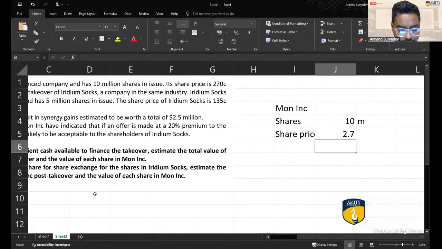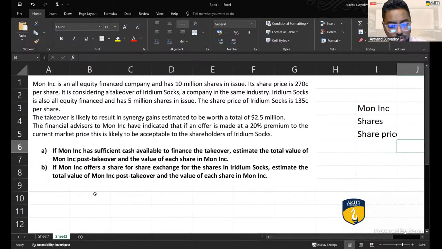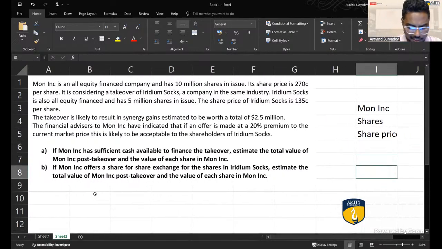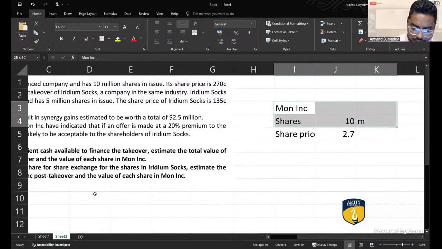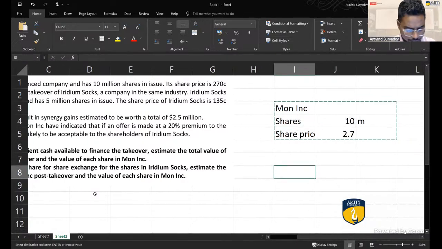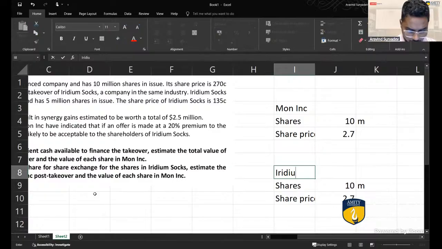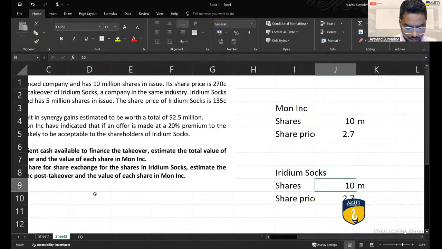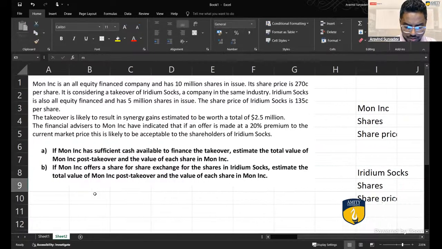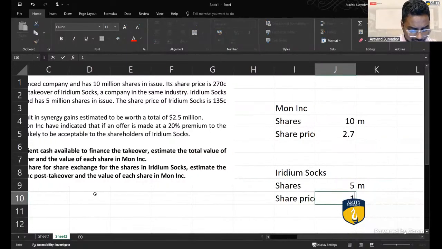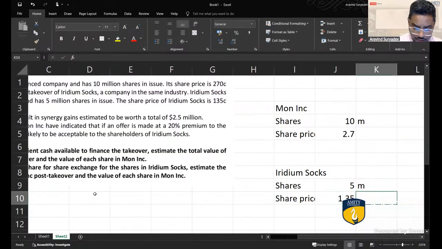It is considering a takeover of Iridium SOX, a company in the same industry. Iridium SOX is also equity financed, has 5 million shares. So I can mention some things about Iridium SOX then. 5 million shares it has. And what is the share price? It's 135 cents, so $1.35. I hope you guys agree. These dollars are per share. That is share price per share.